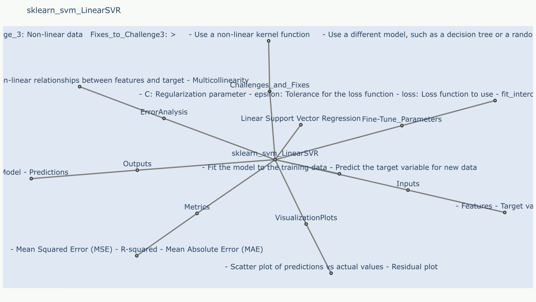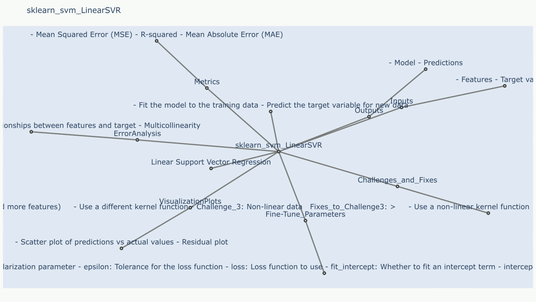You have a data set with hundreds of features and train a linear SVR model. The model has poor performance and it is difficult to determine which features are most important. Fixes to challenge 2. Feature selection.